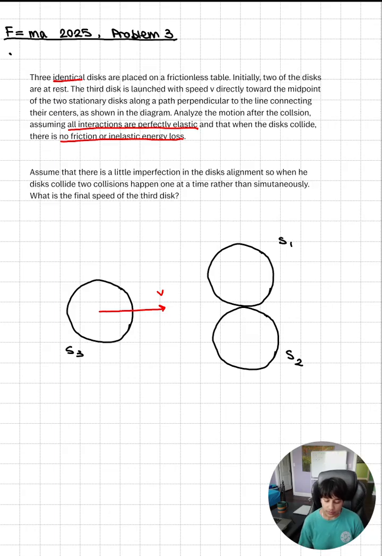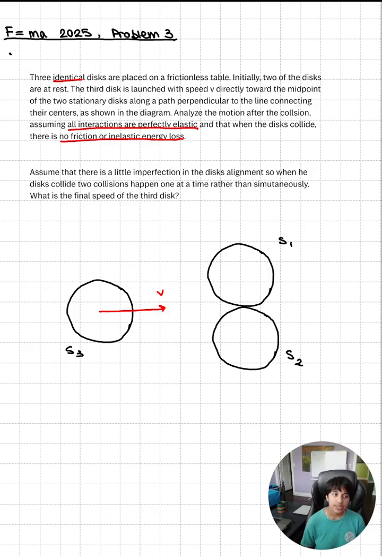Three identical disks are placed on a frictionless table. Initially, two of the disks are at rest. The third disk is launched with the speed v directly towards the midpoint of the two stationary disks along a path perpendicular to the line connecting their centers, as shown in the diagram below. Analyze the motion after the collision, assuming all interactions are perfectly elastic and that when the disks collide, there is no friction or inelastic energy loss. So this is the context of the problem.